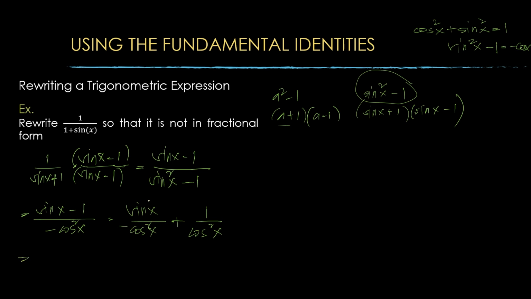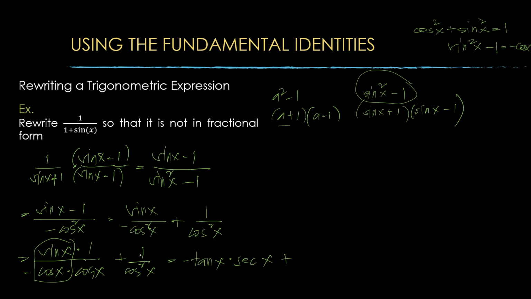Simplifying further, what is this value equal to? Sine of x over cosine of x squared. You have one sine x over one cosine of x times cosine of x. Negative. So this is tangent. And times 1, what is 1 over cosine? Secant. So we have negative tangent x times secant of x plus 1 over cosine.